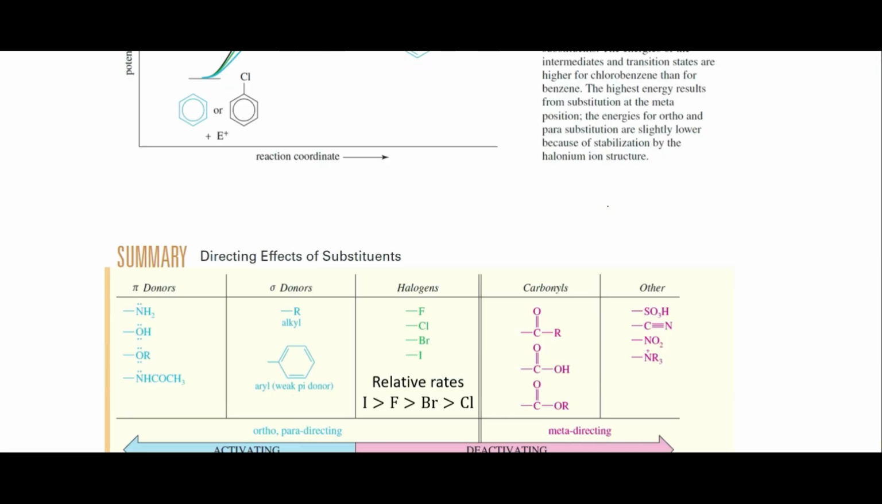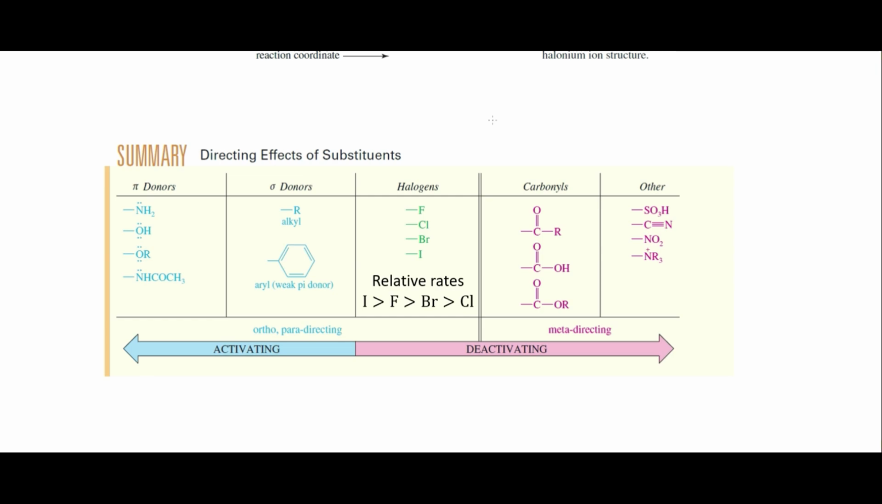But anyway, that was it for this video. Again, what we've seen now through this video and the previous two, we looked at the activating ortho para directors right here. Then in the previous video, we looked at the deactivating meta directors right here. Then in this video, we looked at the deactivating ortho para directors right here. In the next video, we'll look at what happens if we have more than one substituent.